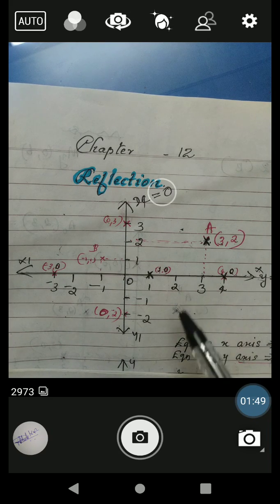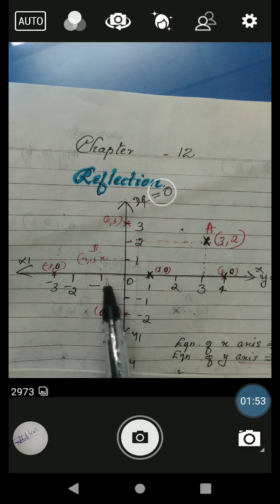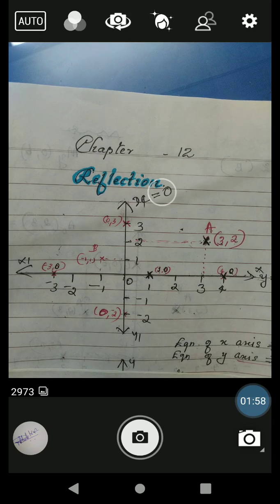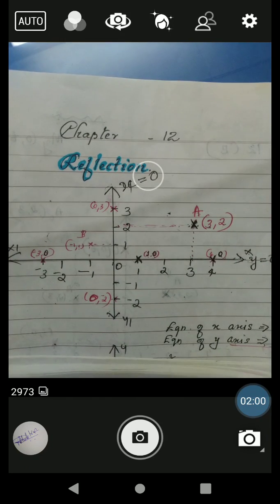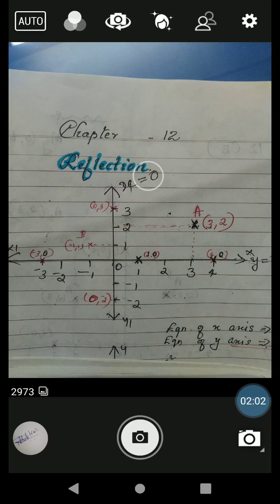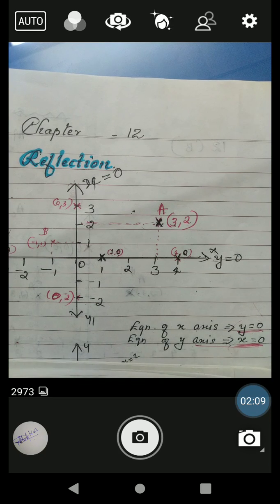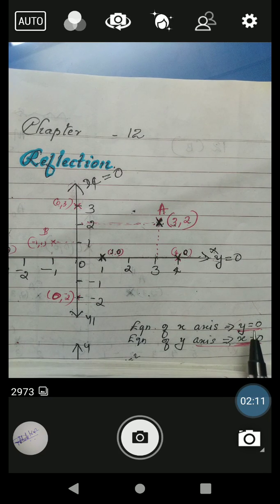And one more thing you have to remember, what is the equation of x-axis? Actually, you have already learned it. The equation of x-axis is y = 0 and the equation of y-axis is x = 0. How did you get it? Do you know why the equation of x-axis is y = 0? What is the reason?